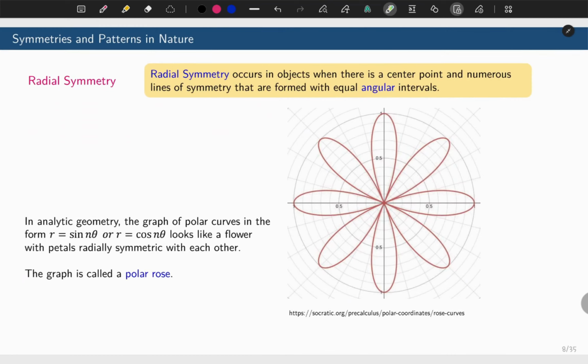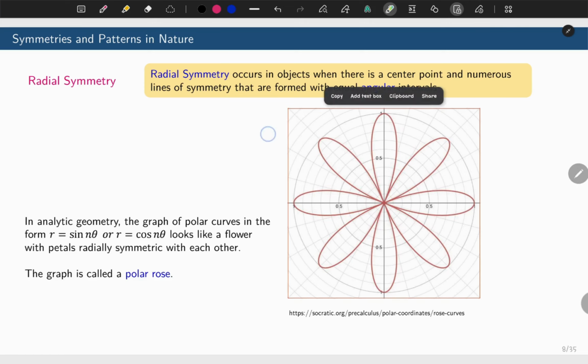Next, radial symmetry. Radial symmetry occurs in objects wherein there is a center point and numerous lines of symmetry that are formed with equal angular intervals. Here on the figure, you see what we call a polar rose, which is discussed in analytic geometry. Take note that we have here how many petals? 1, 2, 3, 4, 5, 6, 7, 8 petals.